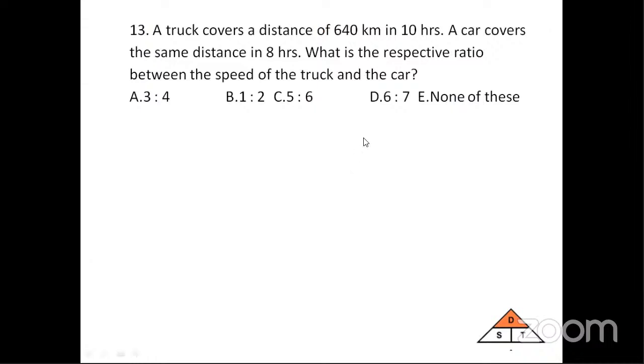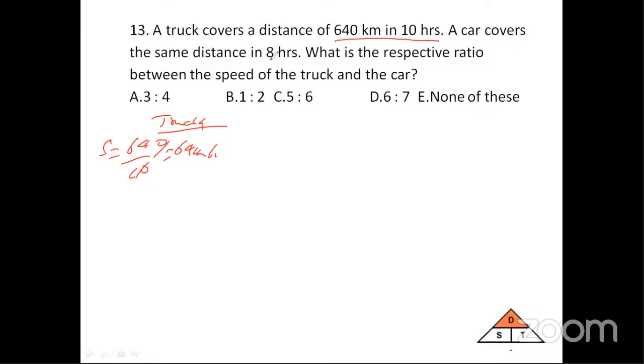Come on, try this out. Ratio. Problem related to ratio. What is told here? A truck covers a distance of 640 kilometers in 10 hours, which means speed is given. Speed is equal to distance by time, that is 640 by 10, which will be 64 km/h. This is for the truck.